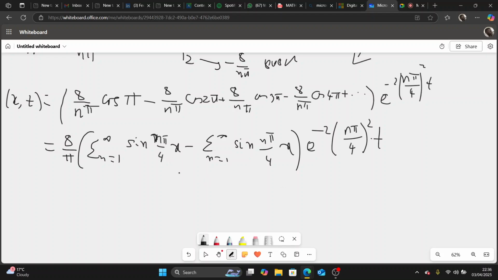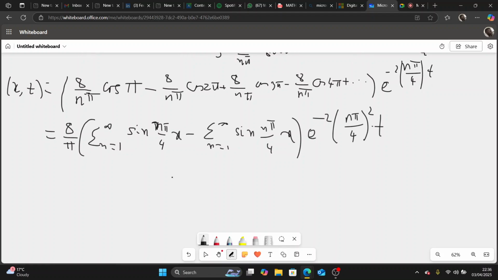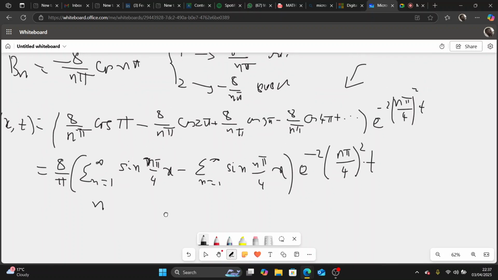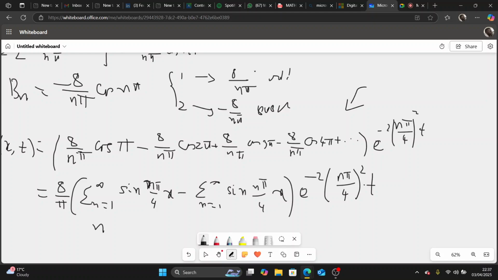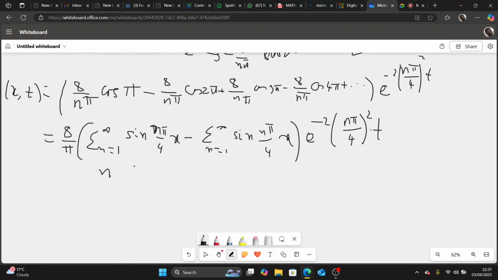Manager, this is it. Now, what do we do here? It means here, you can come and write, you have this as positive when n is 1, 3, 5 and so on. This one is negative when n is 2, 4, 6 and so on. This is the way of writing it.